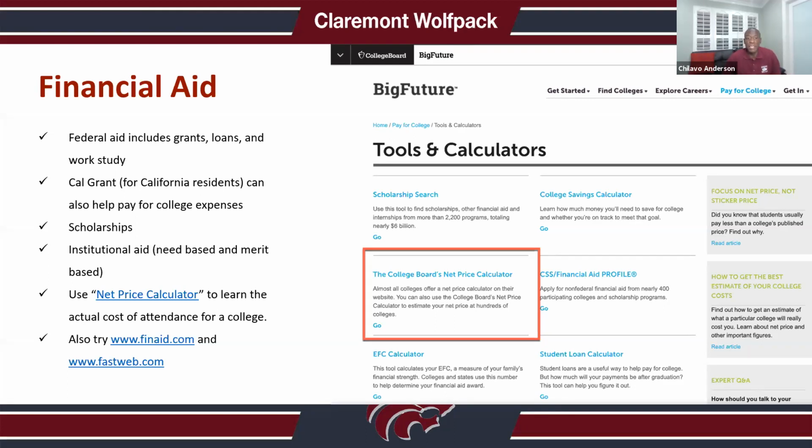There are 2 excellent websites, findaid.com and FastWeb, that really will help aid in that scholarship search and make it easier to find and identify scholarships that might be a good fit for your student.